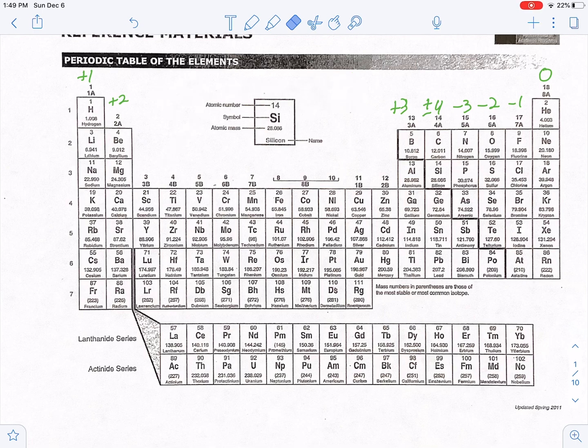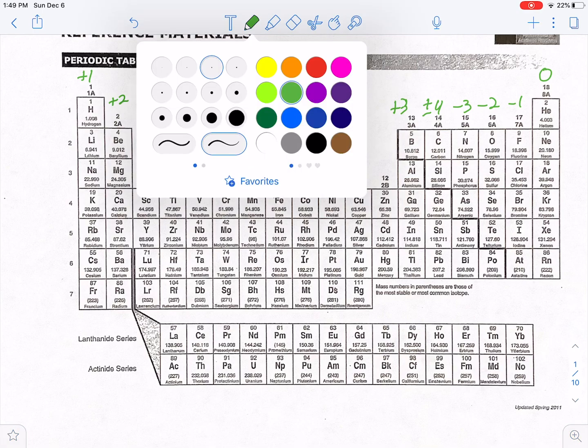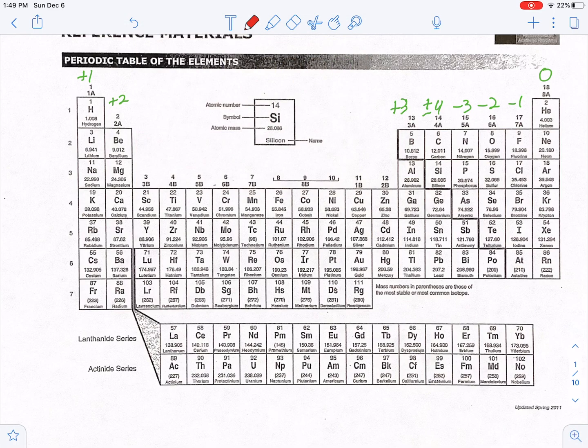Okay, let me just tidy this up a little bit. Okay, so atomic radius, I'm going to do a different color for atomic radius. Atomic radius is the only one that gets bigger as you go down to the left. Okay, which makes sense. Helium is going to be a lot smaller than francium. So atomic radius gets bigger as you go down to the left.